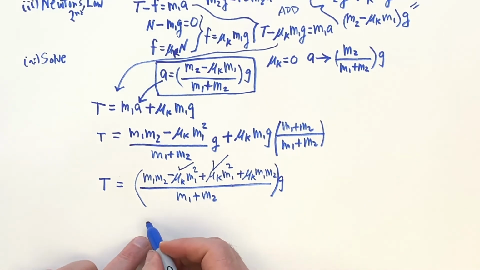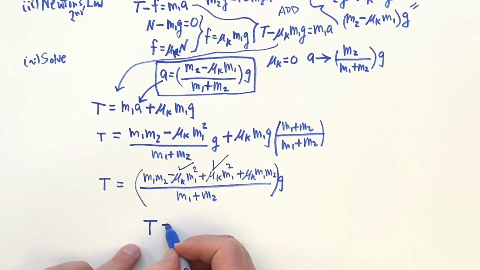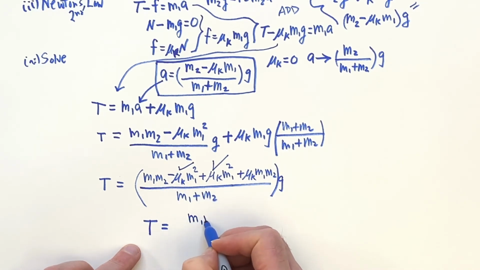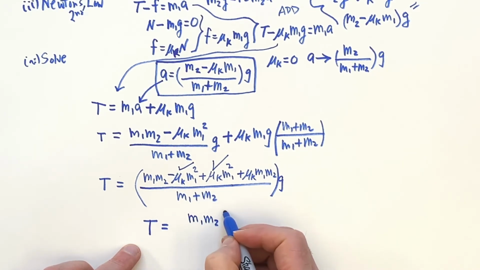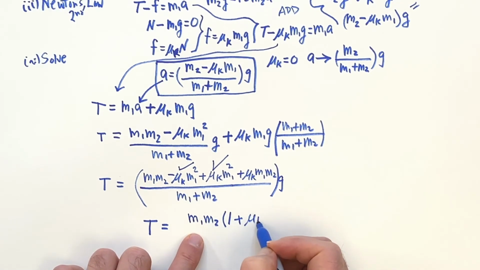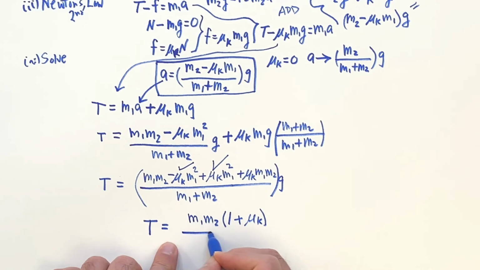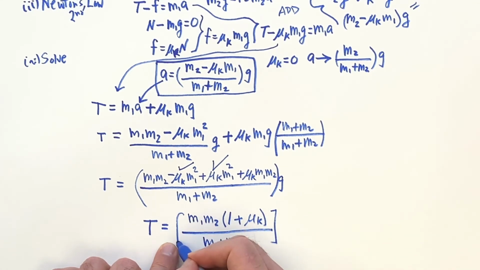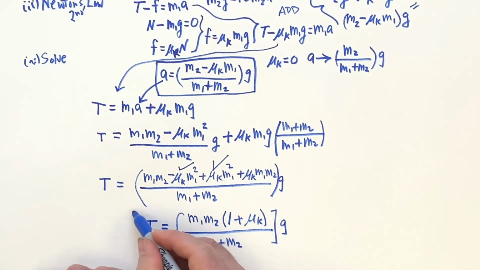And we're going to have our answer here. For the tension, looks like we're going to have the product of the masses, M1 times M2, and we're going to have 1 plus mu K. I'm going to factor that out. That's going to be over the sum, and that's going to be times G.